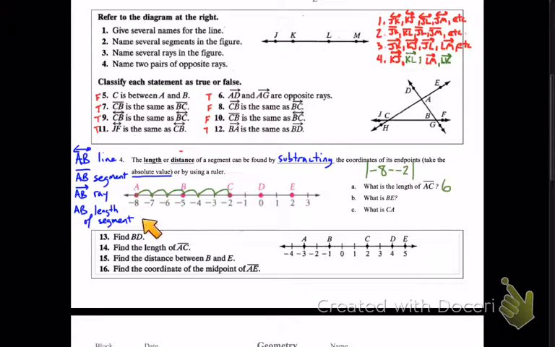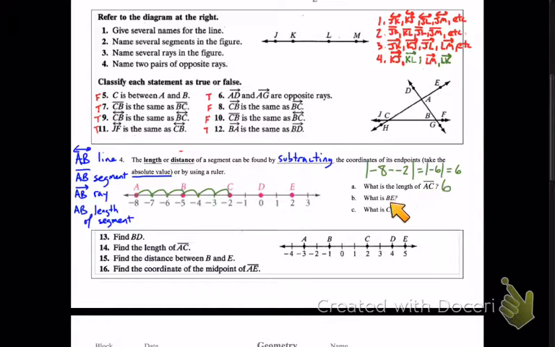The difference between -8 and -2: -8 minus -2 is the absolute value of -6, which is 6. And the order there doesn't matter. When you subtract them, you'll get the absolute value of either +6 or -6, which is of course the same as 6.